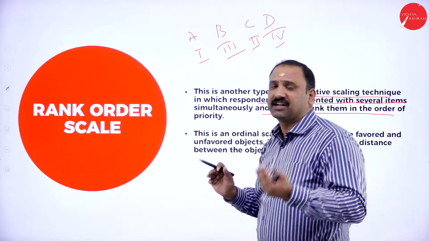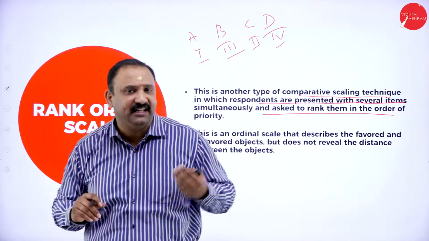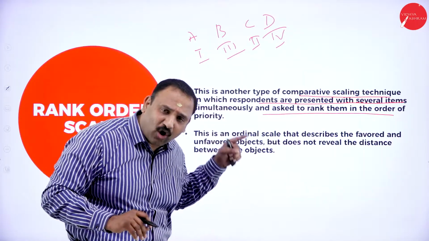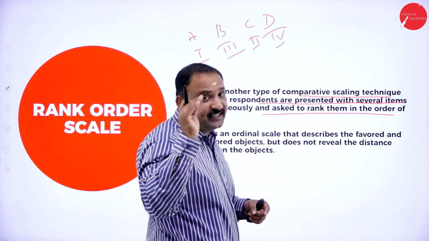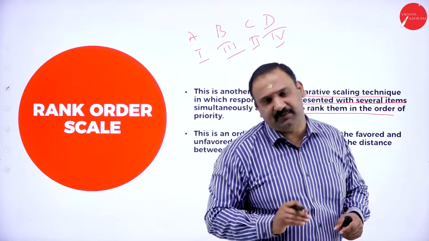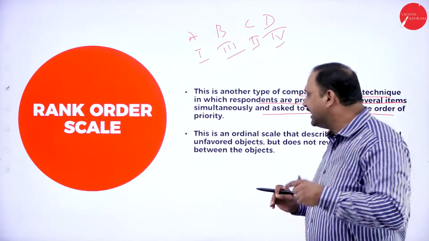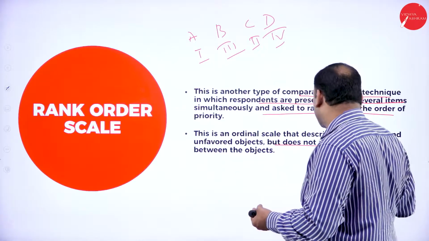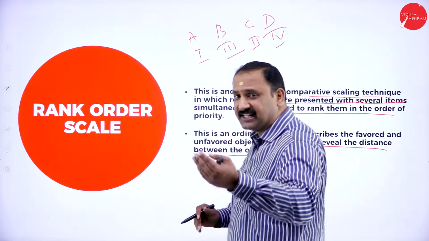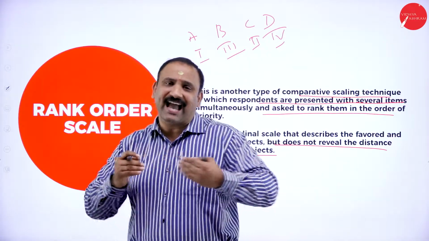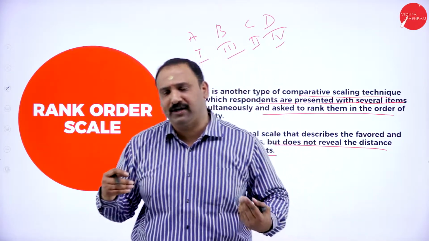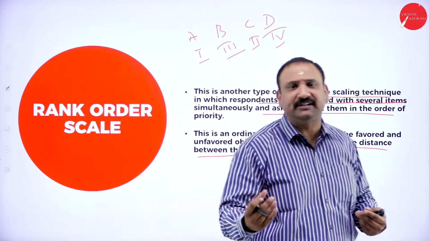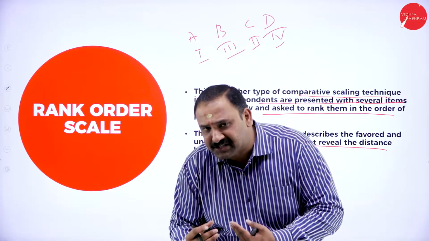So what I'm trying to do is give a rank here. I'm saying that these are the ranks, these are the levels at which I like the particular product. This is again an ordinal scale. When I use the word ordinal, they are qualitative scaling methods. So they are basically ordinal in nature, and they show the favored and the unfavored objects, but do not reveal the distance between them. When I say distance, I am not able to bring in the actual comparison between the two products. Why? Because it's only going to show a priority in terms of favoritism versus non-favoritism.